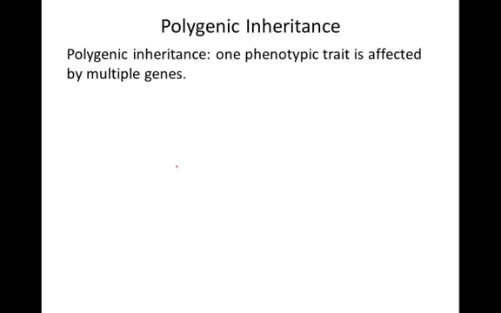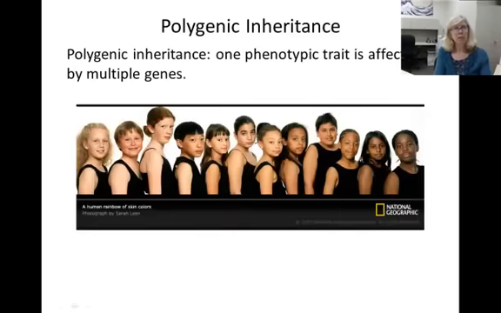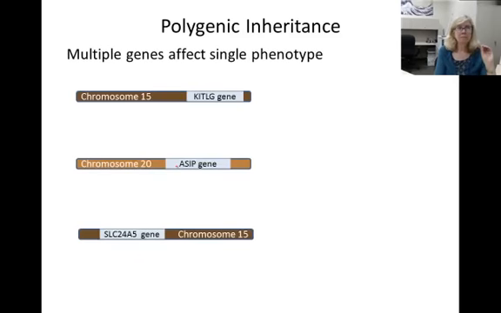Lastly, let's talk about polygenic inheritance. Many phenotypic traits are not simply binary but have a range of values, and human skin color is an example. One reason that many phenotypes are possible is that many genes with different alleles code for this single trait. This is called polygenic inheritance.